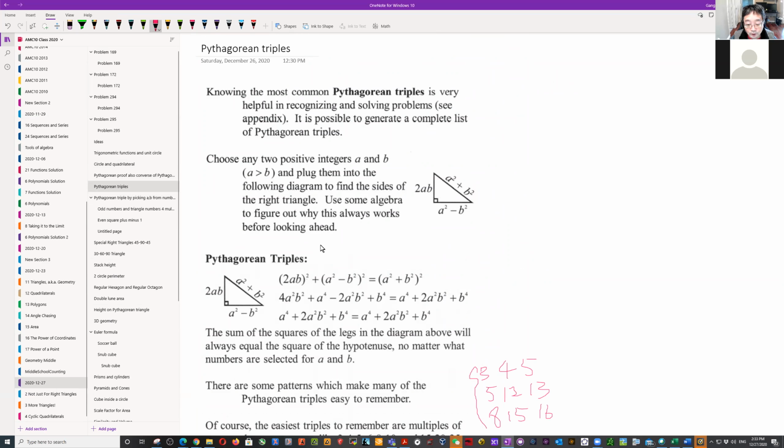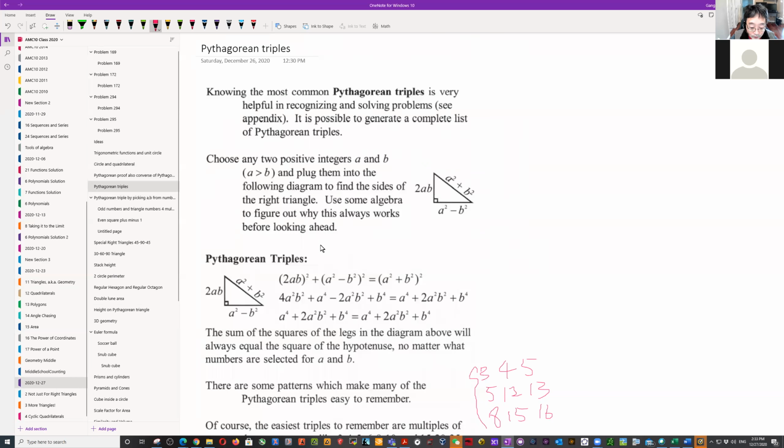The principle is very simple. If you put one side as 2ab, where a and b could be any integer, and the other side as a square minus b square, then the hypotenuse is a square plus b square. If you square those sides and add them up, it actually equalizes out.